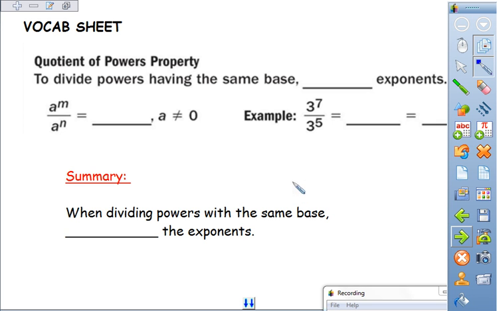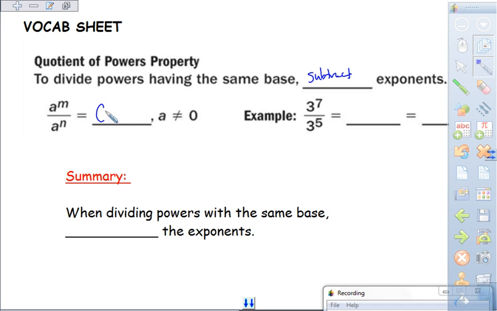So here's our vocab for today. To divide powers having the same base, you subtract the exponent. So a to the m divided by a to the n becomes a to the m minus n. So for example, 3 to the 7th divided by 3 to the 5th, we get 3 to the 7 minus 5, which is 3 squared. So when dividing powers with the same base, subtract the exponent.